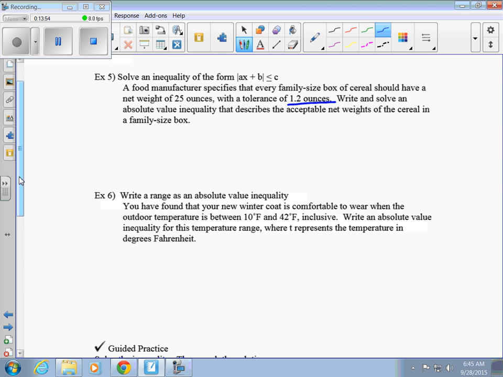So as we look at this, we want to be able to figure out what that is. We know that we're going to call the weight W. We know that it's 25 ounces. So W minus 25. And then it's going to have a tolerance, which means it can be off up to 1.2 ounces. So it's got to be less than or equal to 1.2 ounces. Notice, the 25 is basically our starting value. 1.2 tells us how far it can be off.